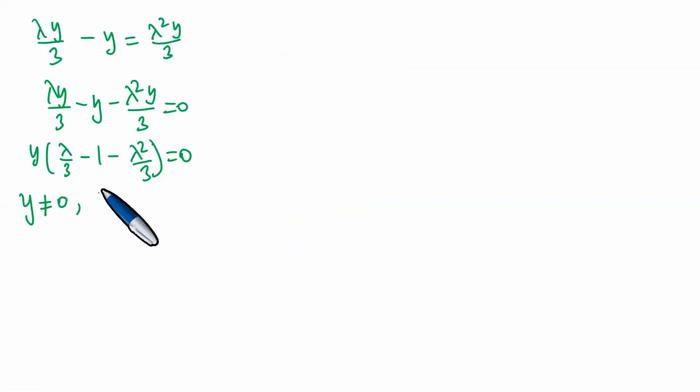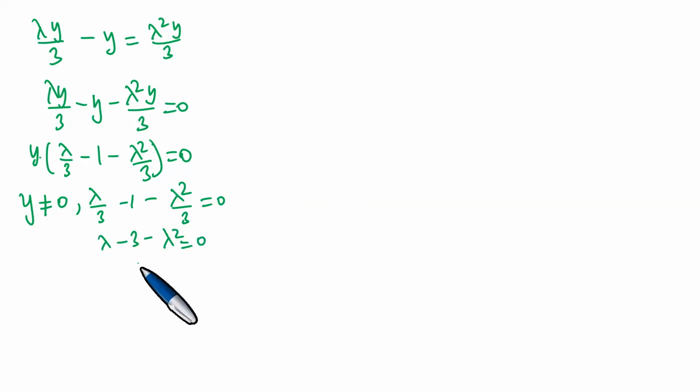So this means that in this equation, when we multiply this and that, we're getting 0. Y is not 0, so lambda out of 3 minus 1 minus lambda squared out of 3 must be 0. Multiply through by 3, which is lambda minus 3 minus lambda squared equals 0. Multiply each term by negative 1, which is lambda squared minus lambda plus 3 equals 0.